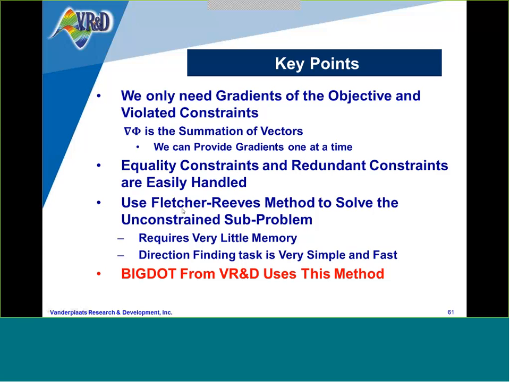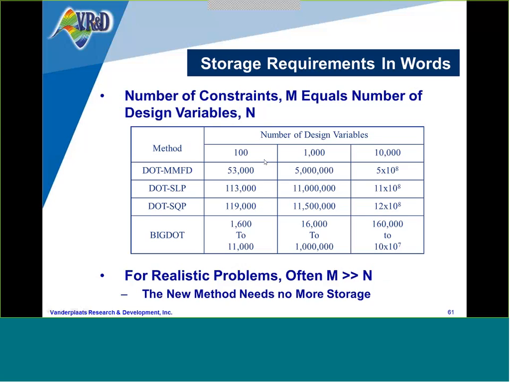We use a method called Fletcher-Reeves for the subproblem that requires virtually no memory. The direction finding process is very simple and very fast. And that's what's contained in the BIGDOT optimizer. With that program, as I said, I've solved a 500,000 design variable problem with 500,000 active constraints. We don't see today a particular limit on the size of problems we can solve, and to our knowledge, nobody else can solve problems of that magnitude.